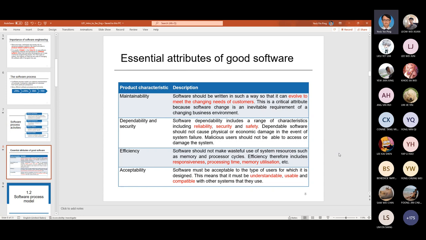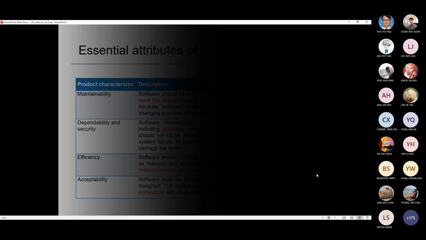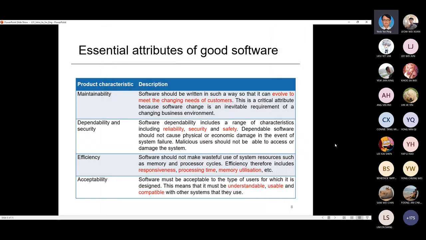The first one is maintainability. Second one is dependability and security. A lot of students sometimes are careless, but dependability and security are actually combined together. You cannot split them into two words. Remember about this. You cannot split this as dependability or security. Actually, these two combine together because by the end, these features make up reliability. Okay? Third one is efficiency. And then the last one is acceptability.